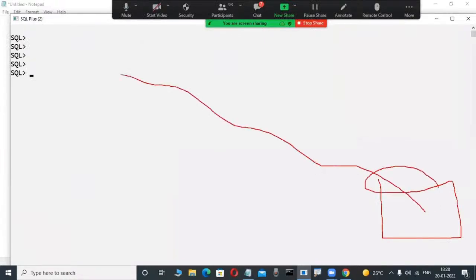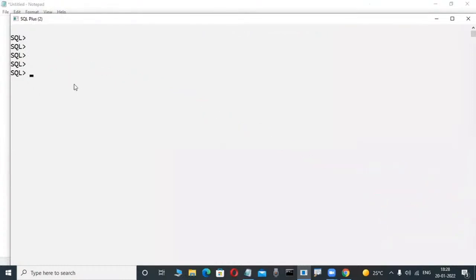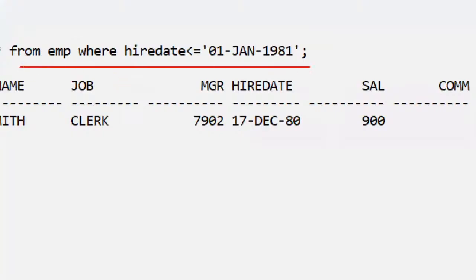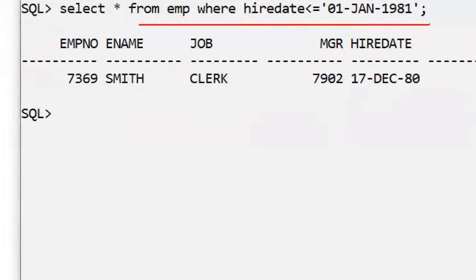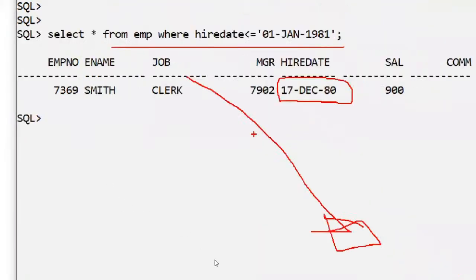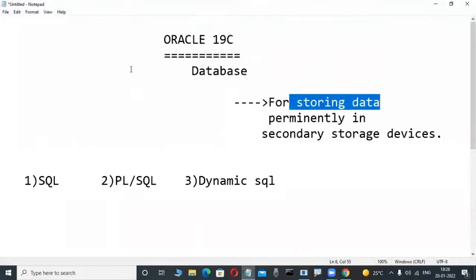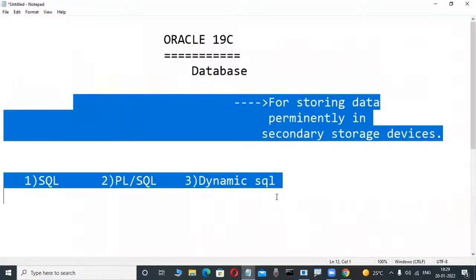How do they fetch this data? They write what are called queries. Observe here: select star from table name where hire date is less than or equal to 1st January 1981. Just by writing the query, the data is displayed automatically. With a single line of code, the employees who joined before 1980 or 1981 are automatically retrieved from the database. That's why this efficient way of data retrieval is most powerful, and it is possible only through these databases and these languages.